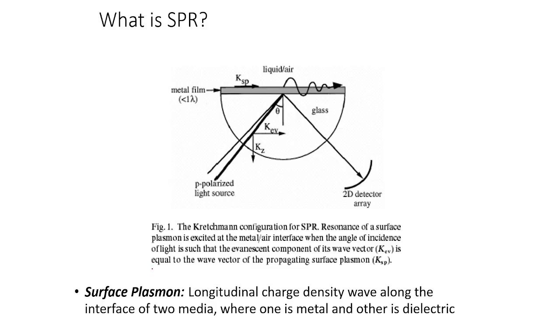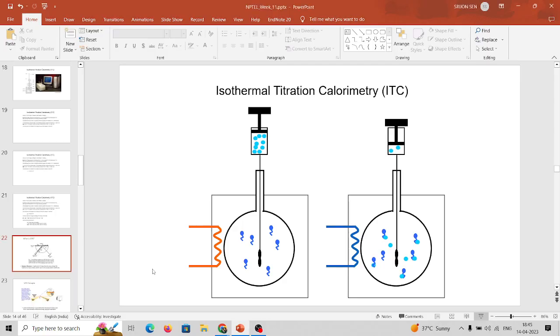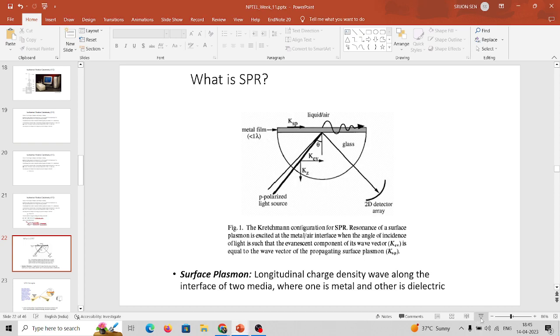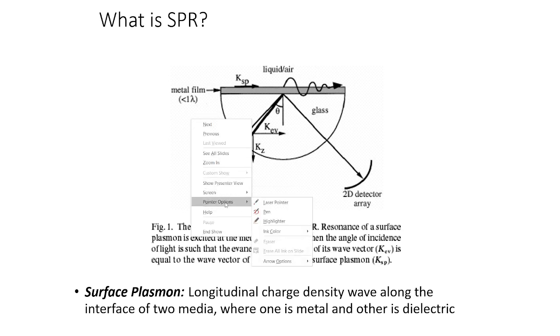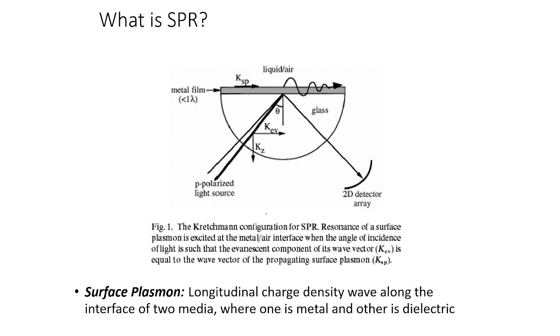Now coming to the next technique, which is SPR. This is the instrument, or the principle behind SPR, that is surface plasmon resonance. The surface plasmon is the longitudinal charge density wave along the interface of two media, where one is metal and the other is a dielectric.